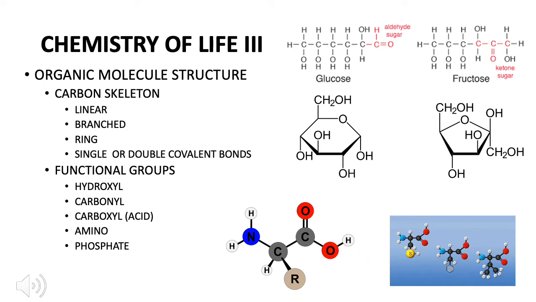So I've got a list here. I need you to be able to recognize what is a hydroxyl group, what is a carbonyl group, what is a carboxyl group or acid group, what is an amino group, and what is a phosphate group. And you want to be able to recognize them by looking at a molecule, but also, please, I want you to know some of the added information that we're going to find on the next slide. And we'll run through that very, very quickly.